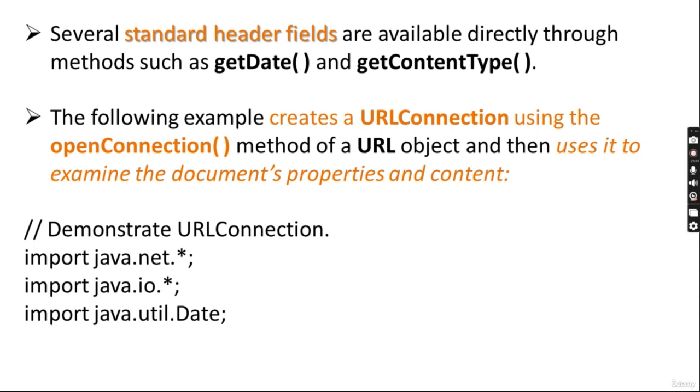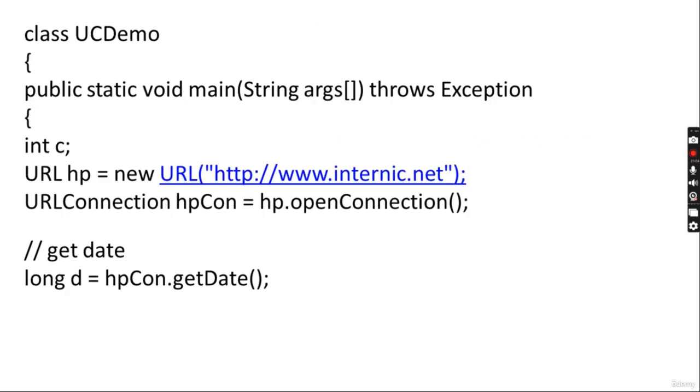The following example creates a URLConnection using the openConnection method of the URL object and then uses it to examine the document's properties and contents. First of all, it creates a URLConnection using the openConnection method and then uses that URLConnection object to examine the document's properties and content. The URL we have provided is www.internic.net. The URLConnection object is stored here in the URLConnection variable. Then we get the date with httpCon.getDate.